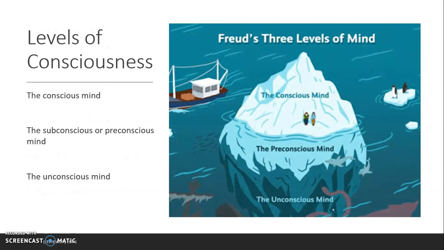Initially, Freud attempted to divide the mind in terms of distinct levels of consciousness: the conscious mind, the subconscious or preconscious mind, and finally the unconscious mind. According to Freud, the mind is like an iceberg, with the conscious mind represented by the visible part of the iceberg and the unconscious mind and preconscious mind represented by the hidden part.